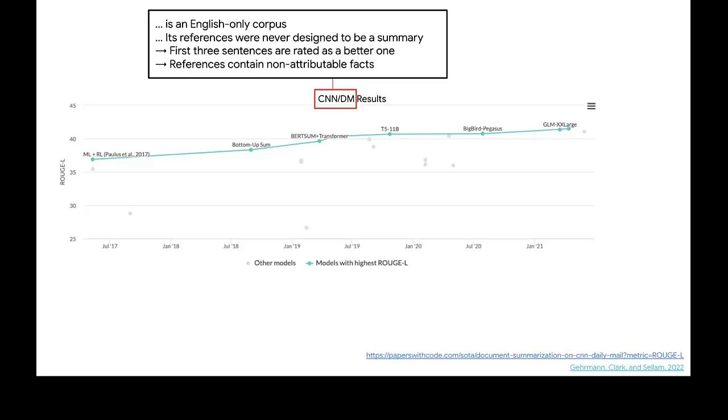And if you ask raters whether they prefer as a summary the reference or the first 3 sentences of the article, raters actually prefer the first 3 sentences of the article. That means that if you want to actually make progress on summarization, you just pick the first 3 sentences of the article and you're done. So CNN Daily Mail is already not a great corpus.